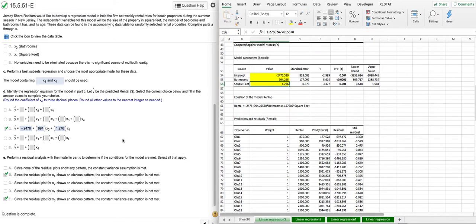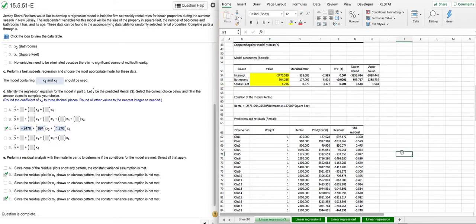Okay. And then for the last part, part E, we are to perform a residual analysis with the model in part C to determine if the conditions for the model are met. And typically here, there are a few different conditions for residuals, but a lot of what we're looking for here is constant variance or homoscedasticity.